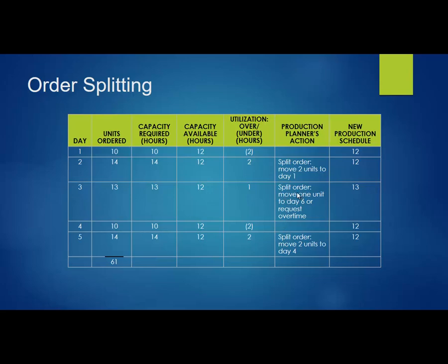So actually for this one we split order, move 1 unit to day number 6, or request overtime for this one if we have only 5 days. For this one we took 2 from the 14 and moved them back to day 4. So we can split it in a way that will have 12, 12, 12, 12, or we can request overtime for this one since we don't have day 6, and then just do it in overtime. And that will be the order splitting solution for this case.